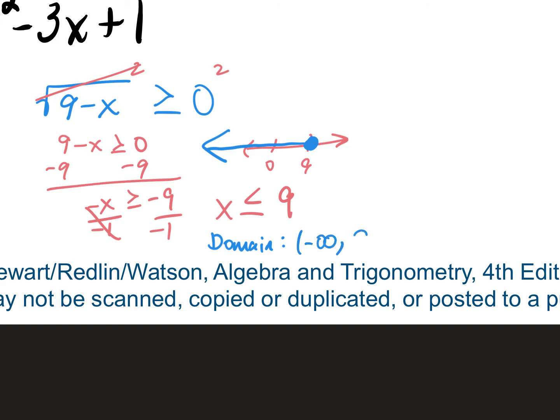Negative infinity, comma 9, what? Perfect. That means, can I use 9? Yes. Now, Gio, you just asked a little bit ago, how do I check it? So let's check, all right?